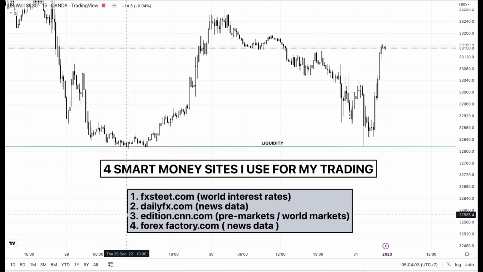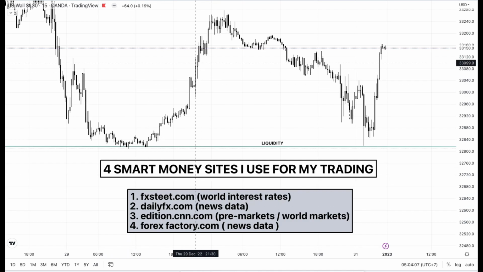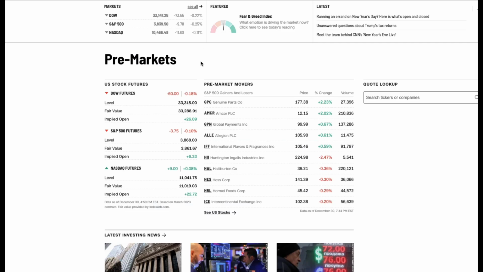The third one is edition.cnn.com, which is the pre-markets and world markets. I typically use this when looking to trade Bitcoin or crypto, and the reason is because the stock markets, the pre-markets for Dow Jones, Nasdaq, these actually affect Bitcoin. So it's essentially the central nervous system for Bitcoin. This is why I check this specific page, the pre-markets.